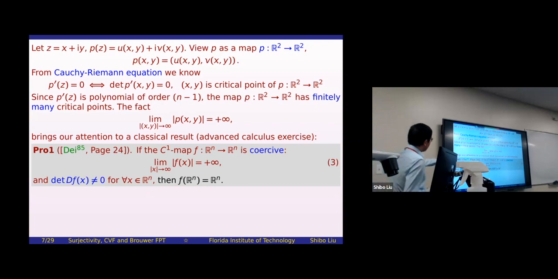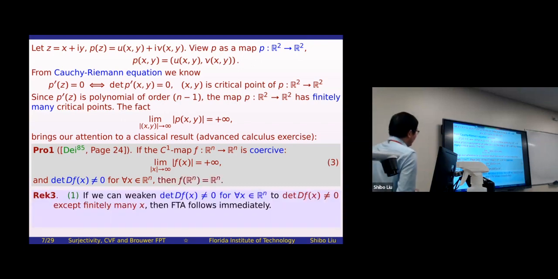But this property could not be applied to our p, because our p can have a finite number of zeros. On the other hand, this result requires that the map has no critical point. Our p can have a finite number of critical points, but this result requires that the map has no critical point. So this result could not be applied to our p. But we want to prove our fundamental theorem of algebra.